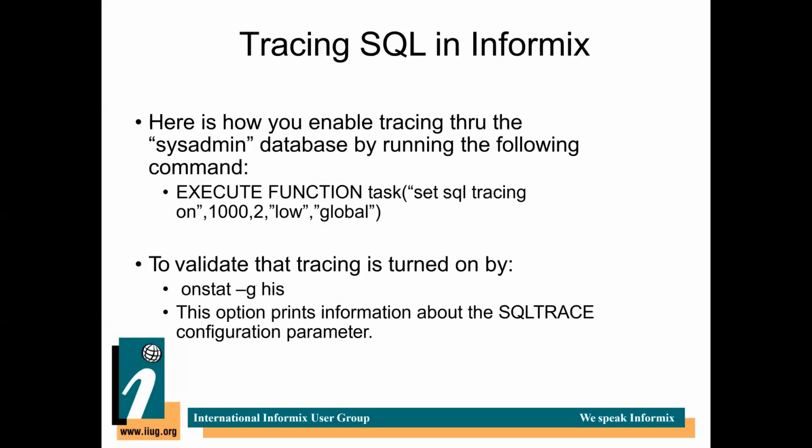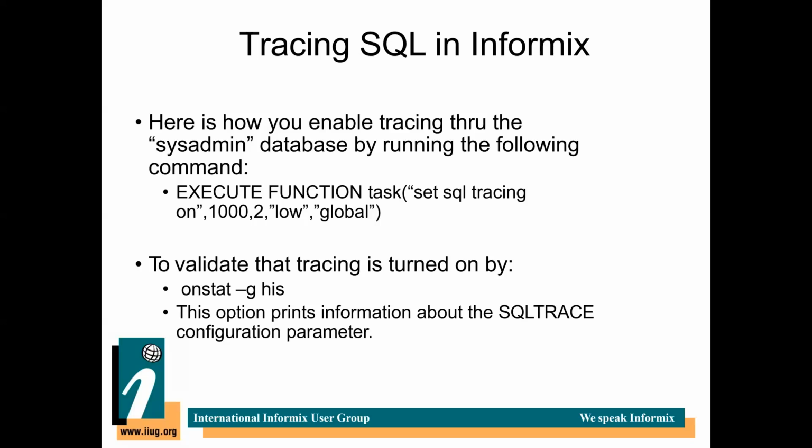Here's how to enable tracing through the sysadmin database by running the following commands. Execute a function with task, set SQL tracing on, your number of traces, your buffer, trace types low, medium, or high, and then, for example, global or user. To validate that your tracing is turned on, you can run onstat -g HIS.